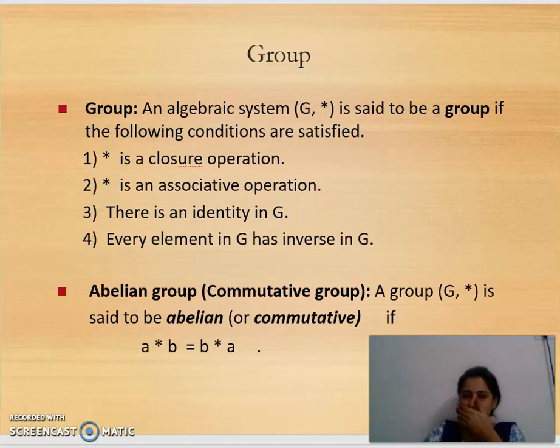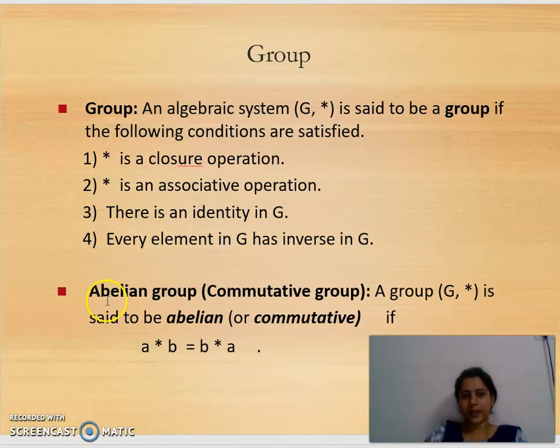Coming to groups, an algebraic system is said to be a group if it's satisfying the four properties: closure property, associative property, the identity element must be there, and there must be inverse elements for each and every element in the set.